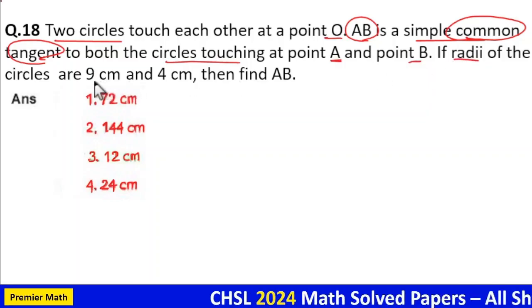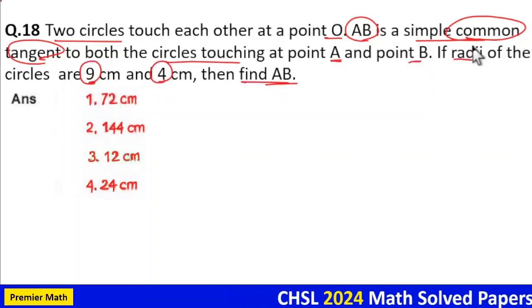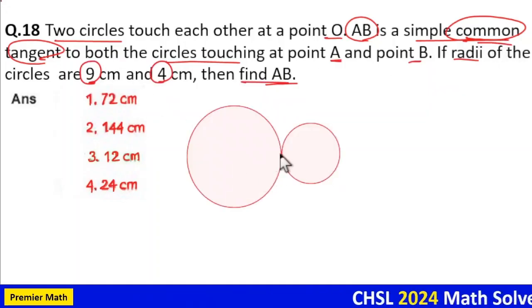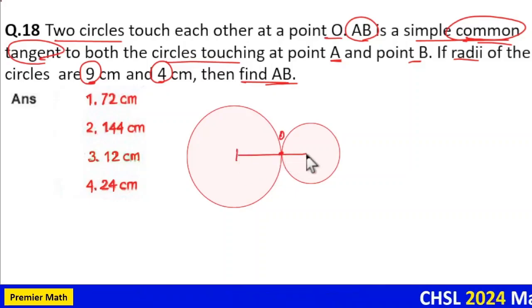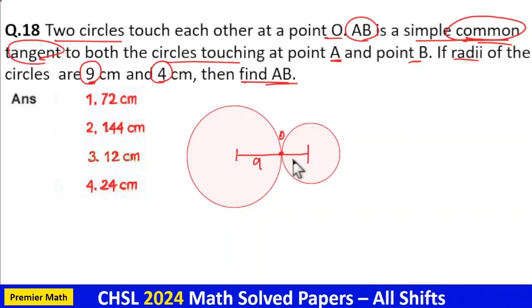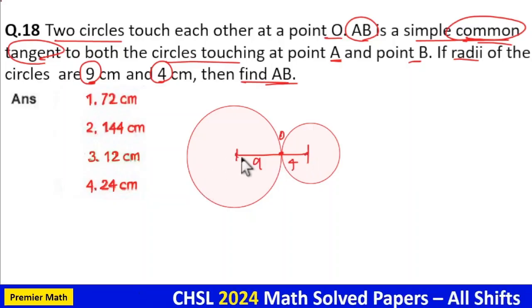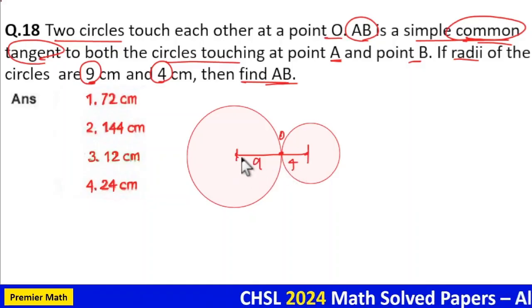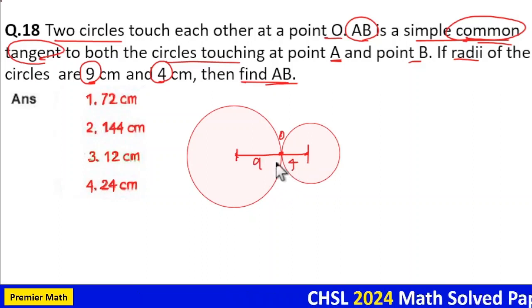If radii of the circles are 9 cm and 4 cm, then find AB. AB means common tangent. Here these two circles meet at point O and radius of these two circles are 9 cm and 4 cm. Now you can see distance between center of these two circles is 9 plus 4, 13. That is, distance between center of these two circles is equal to R1 plus R2.